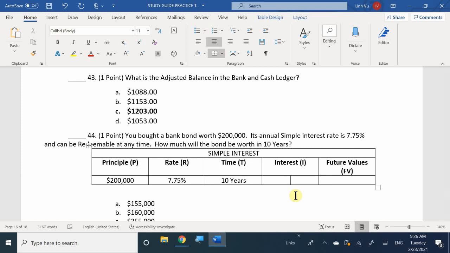The principal plus the interest. That's future value. But principal times rate times time. Perfect. That's how you get interest. So what is my interest for this bank bond? 155,000.